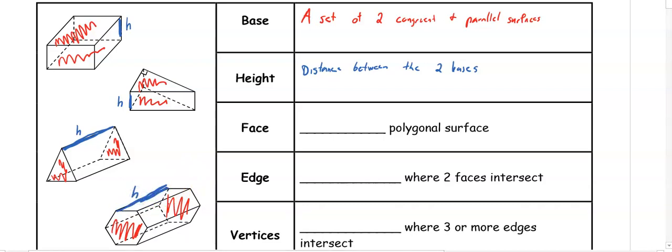So a face then is a flat polygonal surface. So any of these sides of our shapes would be a face. The edge is a line where two faces intersect. Like where the heights are, that would also be considered one of the edges. And then the vertex is a point where three or more edges intersect.